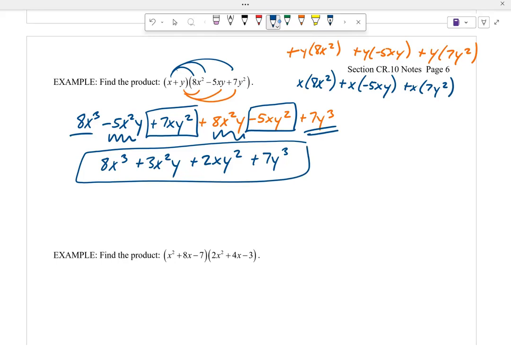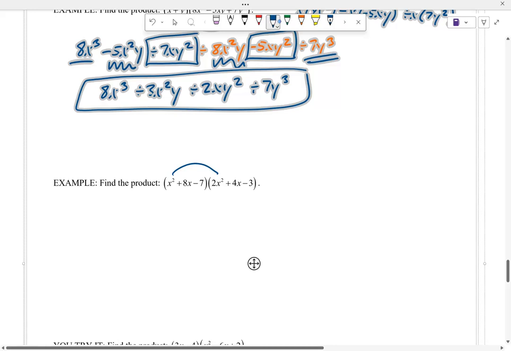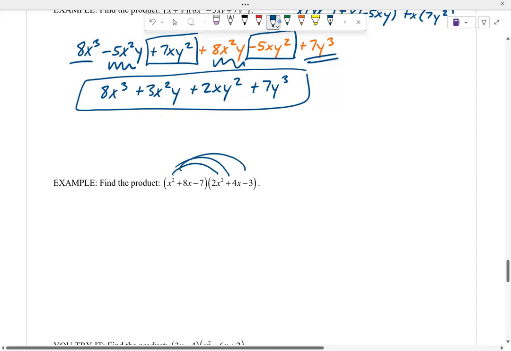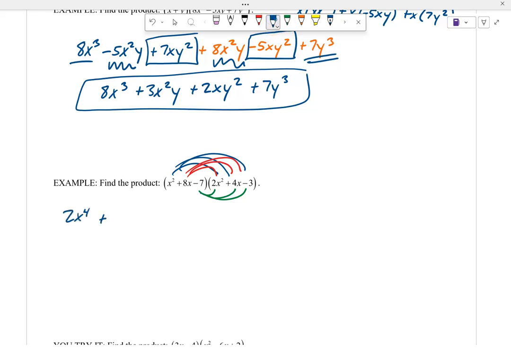Now, this wouldn't be any fun if we didn't do a trinomial with another trinomial, right? So let's take this x squared through first. I'm going to do it in red, I'm going to take the 8x through, and then in green, I'm going to take that one through. So x squared times 2x squared, I got 2x to the fourth, x squared times 4x, I got 8x to the third, x squared times negative 3 is a negative 3x squared.